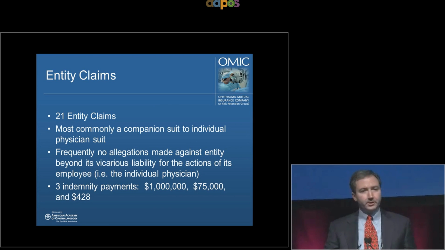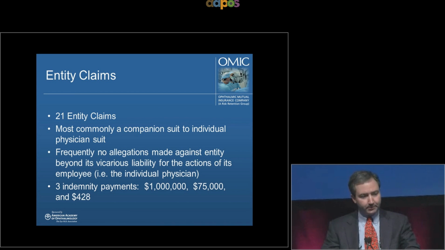Most of what I'm going to talk to you about as we go forward is about the individual claims. I'm going to summarize the entity claims on this slide. There were 21 of these, and most commonly an entity claim arises as simply a companion suit to the individual claim. So what does that mean? It means that frequently there's no additional allegations against the entity beyond the doctrine of vicarious liability for the actions of the employee. That is, the organization employs that physician, therefore we can sue the entity or the organization as well.